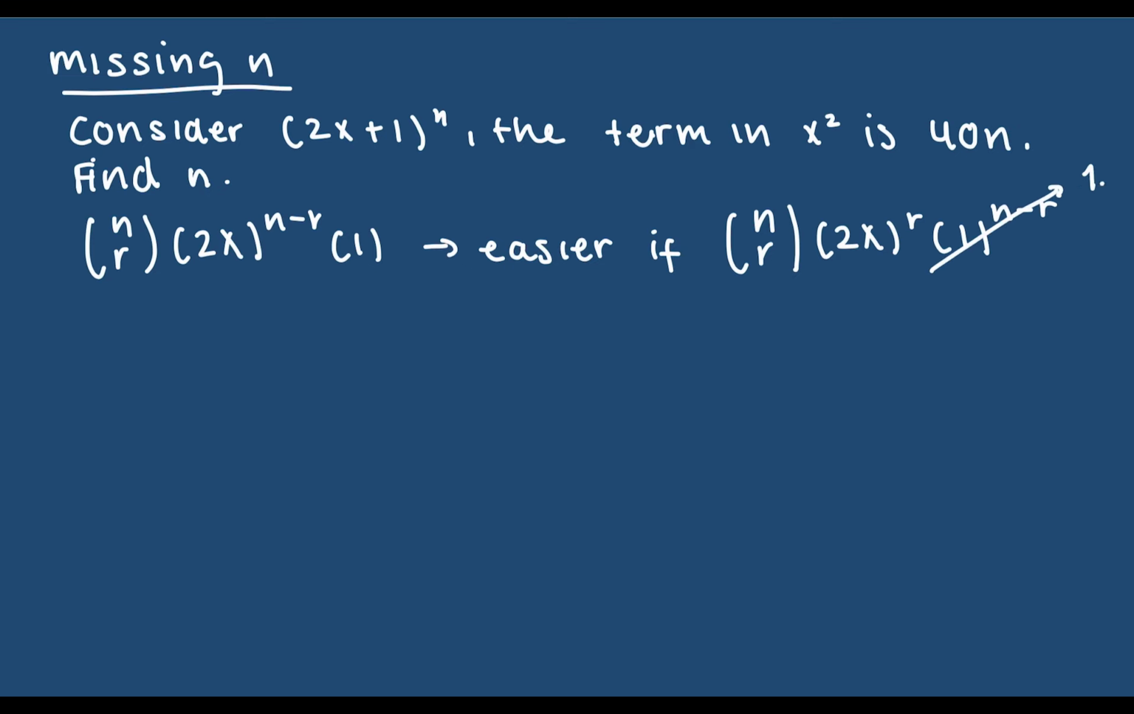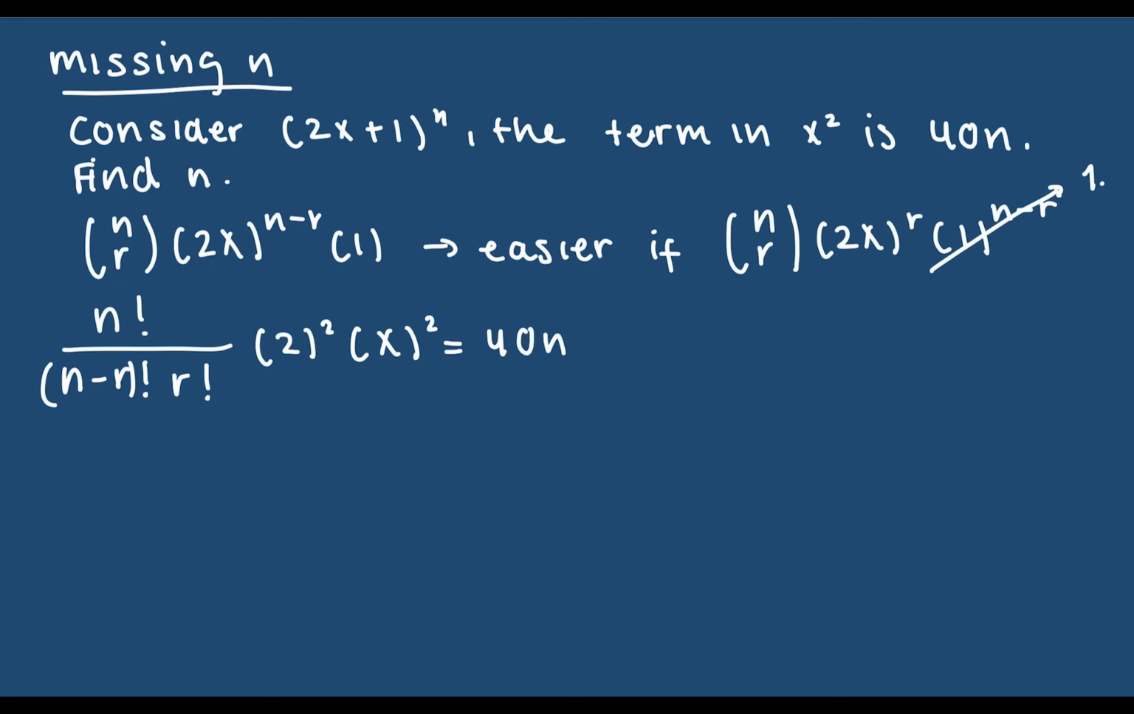So then we can expand the formula, and again, we'll get n factorial over n minus r factorial times 2 to the power of 2 times x to the power of 2, because r is 2, times 1, which doesn't matter. And we know that this is equal to 40nx squared. So then we know that r is 2, so we can simplify that a bit.